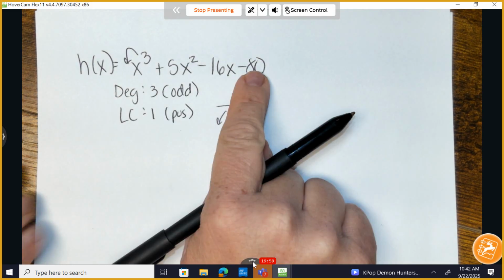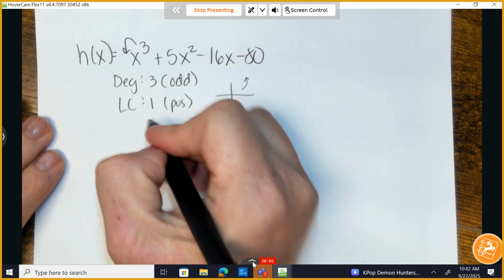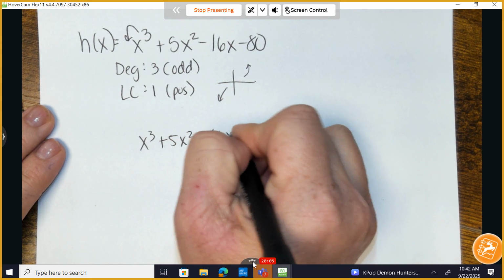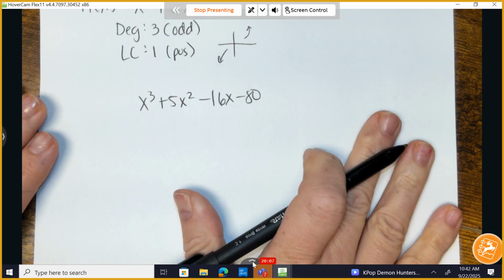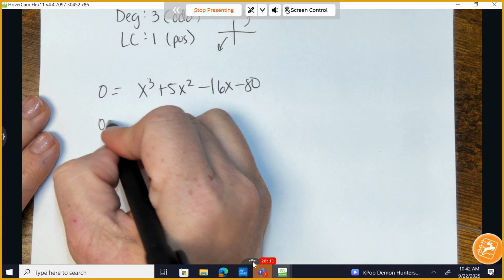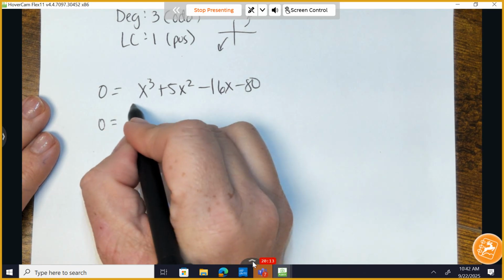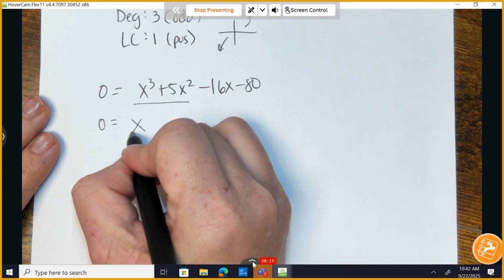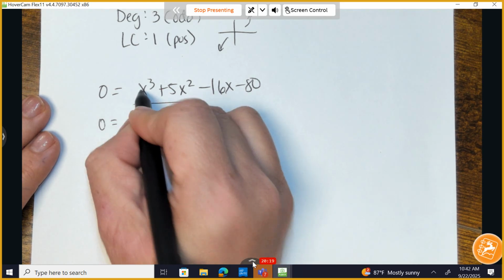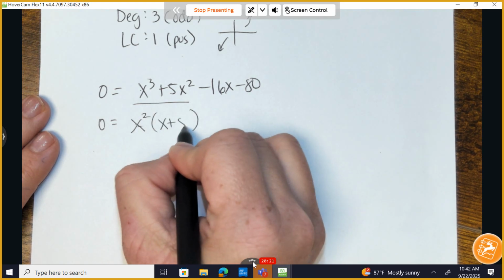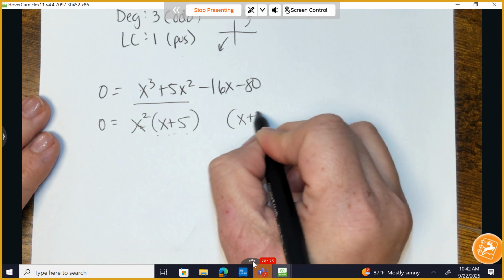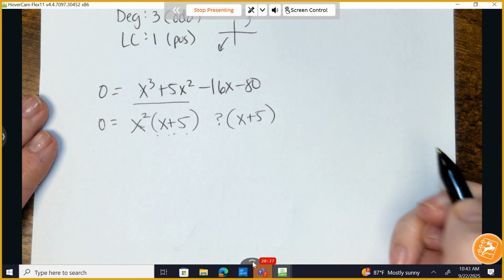But notice that this is not currently in factored form. So I'm going to write this in factored form, going back to what you learned in Algebra 1 and 2, and then I'm going to solve it. So I'm going to set it equal to 0 here as I factor and solve. In these first two positions, I can factor out at most an x squared. X squared times x is x cubed. X squared times 5 is 5x squared. Whatever is in parentheses comes back with a little question mark in front.